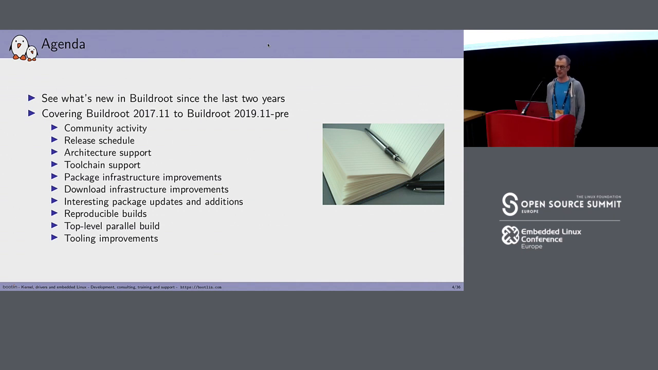And talking about things like community activity, the release schedule, architecture support, toolchain support, what we've improved in the package infrastructures, in the download infrastructure, some interesting package updates and additions, talk a bit about reproducible builds, top-level parallel builds, some tooling improvements we've done. So I'm going to cover all of those topics in that What's New talk.